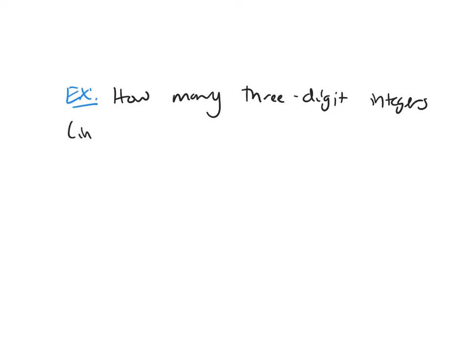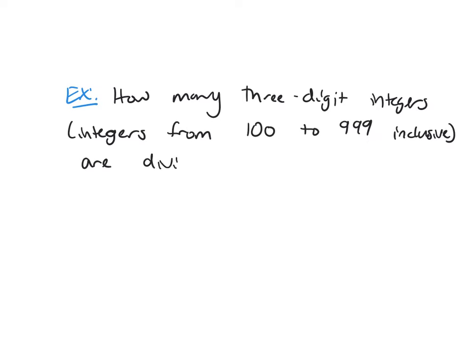So let's look at an example involving the addition rule. I'm going to ask how many 3-digit integers, so these are integers from 100, that would be the smallest 3-digit integer, to 999 would be the largest. How many of these are divisible by 5?